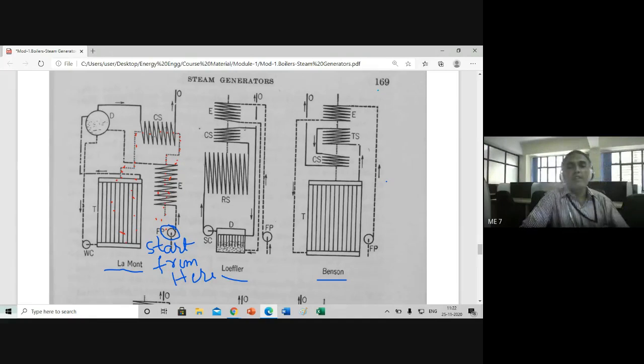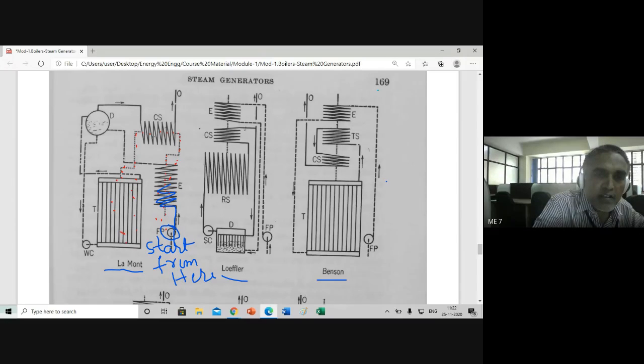Pump. We have to convert water into steam by passing through the tubes. On the tubes, flue gases are flowing. That is why we start from here. So the feed pump, water is sent to the feed pump. That feed pump sends it to the economizer tubes. From the economizer tubes, it is converted into steam with moisture.